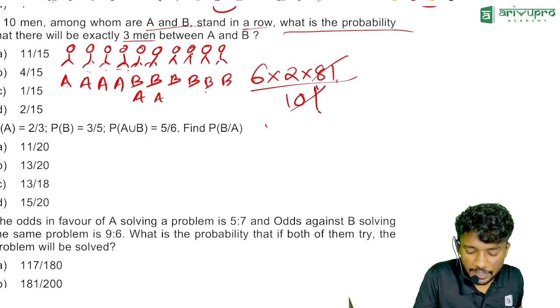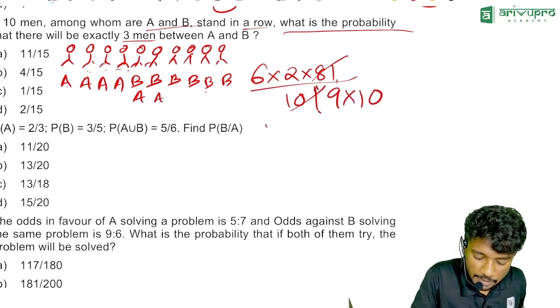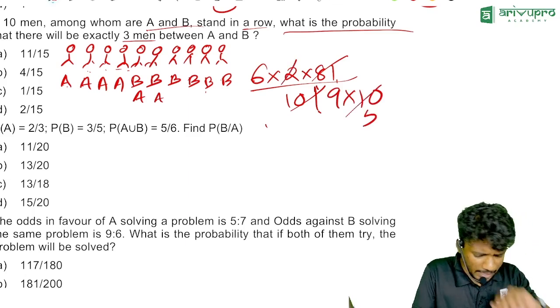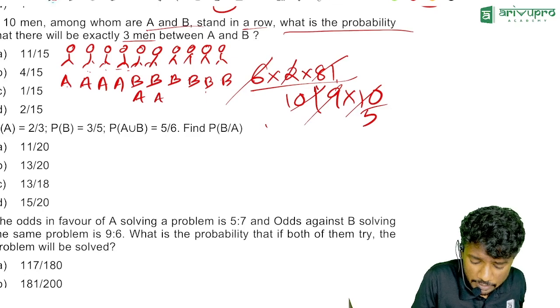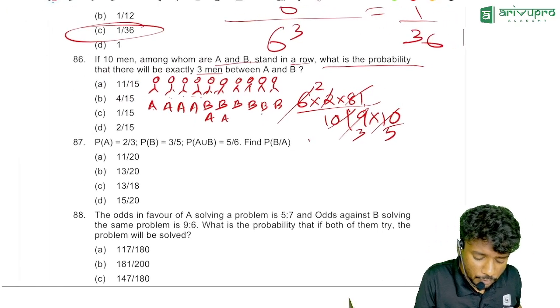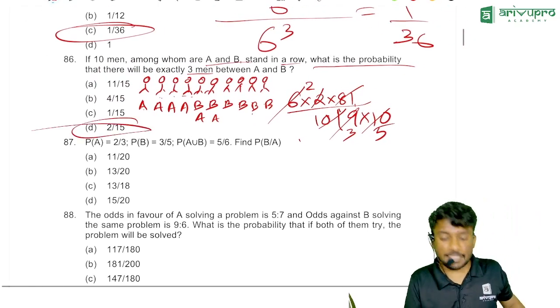8 factorial and 10 factorial cancel. That is 9 into 10. Then 2 and 10 will get cancelled. That is 5. Then 6 and this will get cancelled. What is it? 3 and 2. What is the answer? 2 by 15. Option D is our answer.